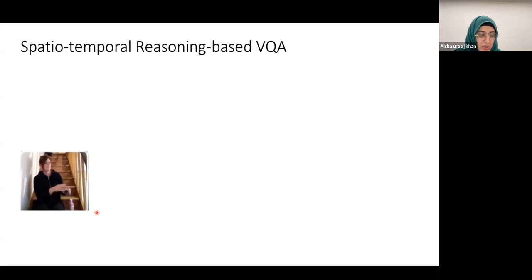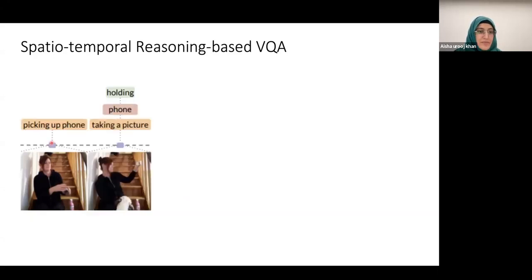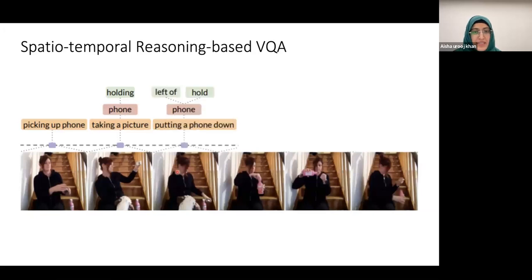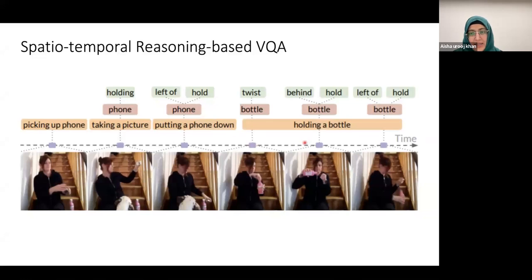Here, I can show how. So we have this video frame. Here, a person is picking up a phone. Then here, the action changes to taking a picture, which means the relation between the person and the other object, which is the phone here, changes. And similarly, we have different actions happening here, putting a phone down. And if the person is putting a phone down, then the relation of the person with the object is varying over time. And then in the last frames, the action was holding a bottle.